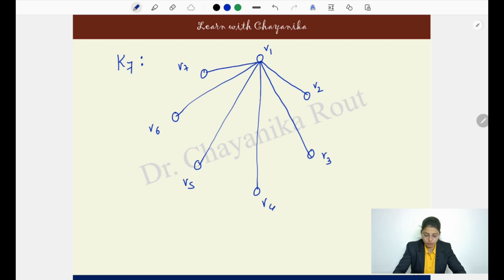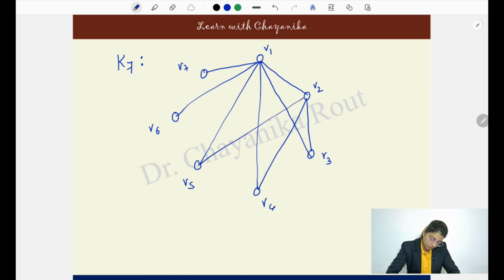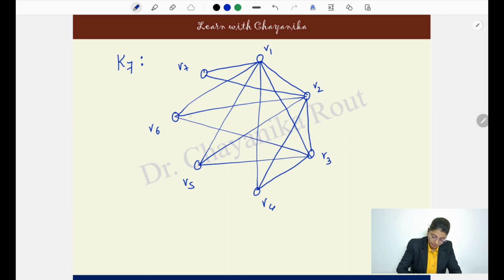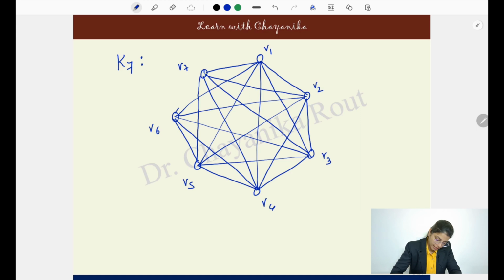Then move to V2 after you are done with V1. Then V2 is already made adjacent to V1, so don't draw another adjacency by multiple edges. Make V2 adjacent to V3, V4, V5, V6 and V7. In this way, now move your focus to V3 and complete its adjacency with all the vertices. Then move to V4. See, in this situation you will not be avoiding any edge, you will definitely draw all the edges that are required. So this is our K7.